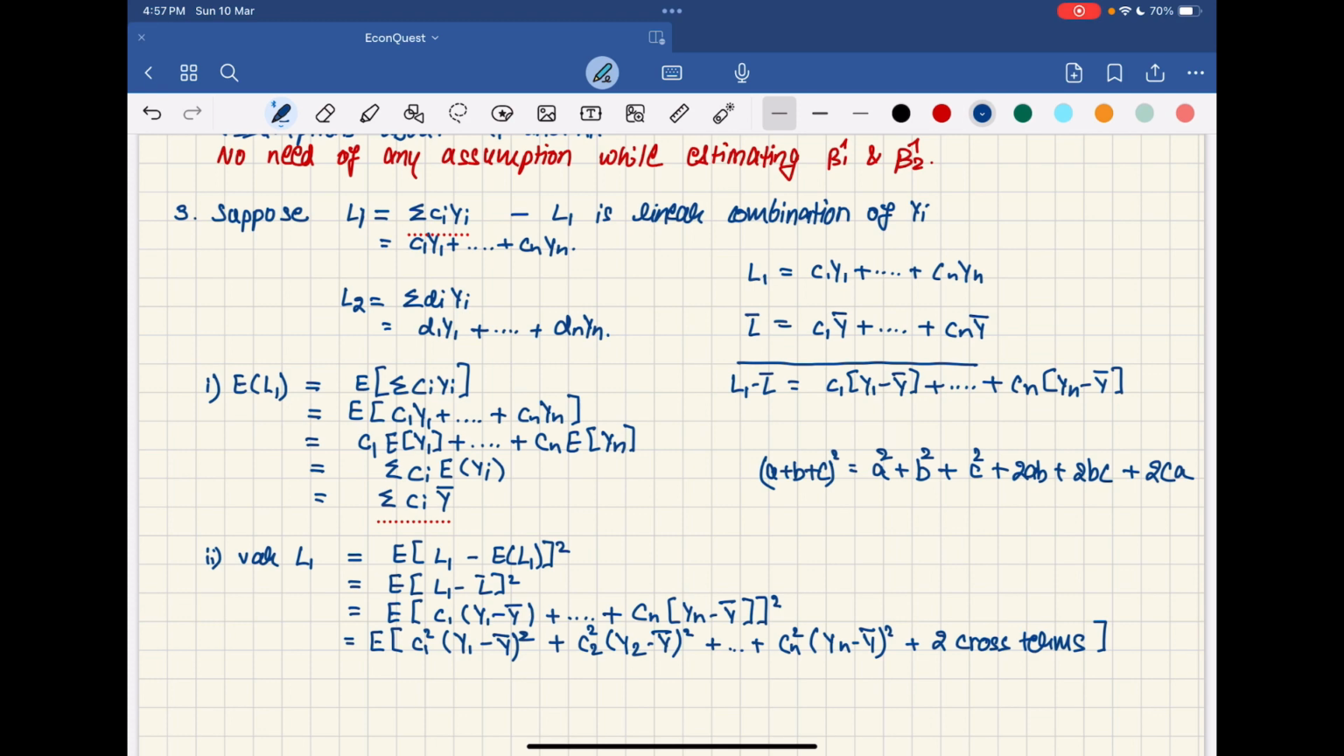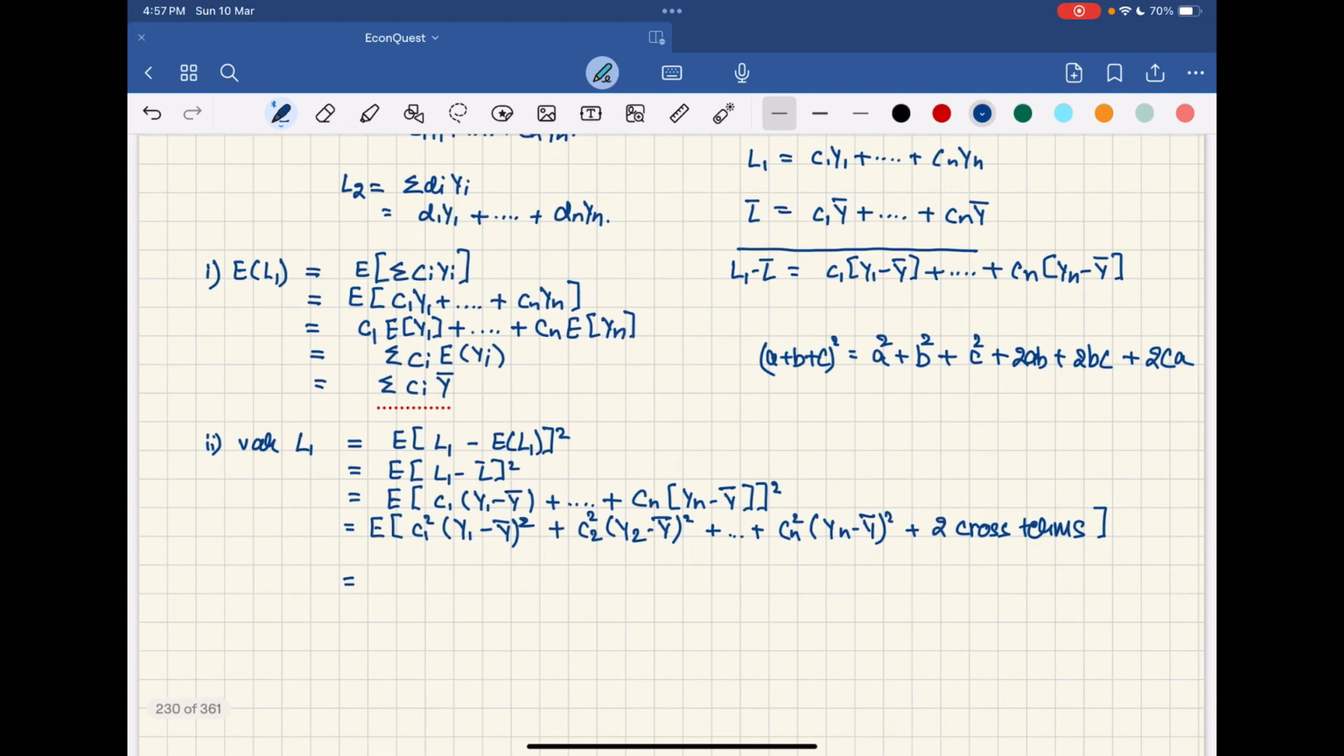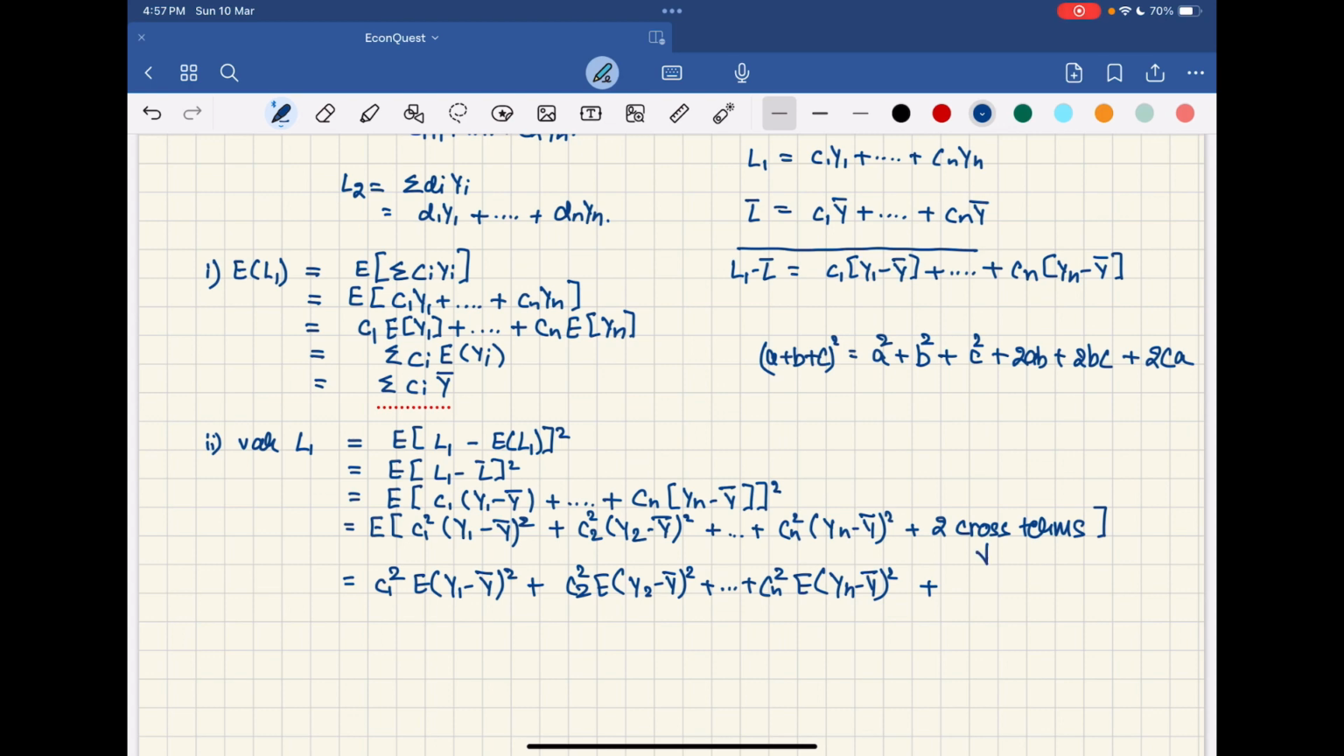Now if you take the expectation inside, you will get c1 square expectation of y1 minus y bar square plus c2 square expectation of y2 minus y bar square till cn square expectation of yn minus y bar square, right? And the value of these cross terms will be 0, right? Why?